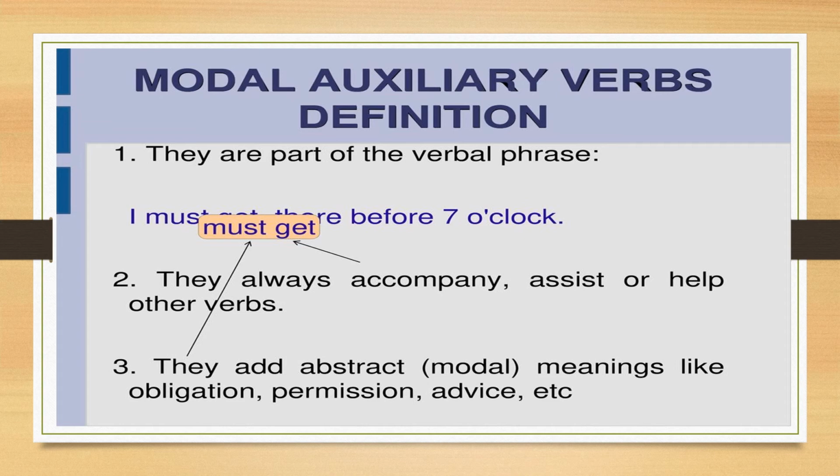Look at the sentence: I must get there before 7 o'clock. As we can see, the main verb here is get, and it has been assisted by another helping verb, must, which is a modal helping verb. Why is it used? It is adding an abstract meaning like an obligation or permission or advice, among others. So these modal verbs basically add an abstract meaning and they help the main verb to complete the sentence.